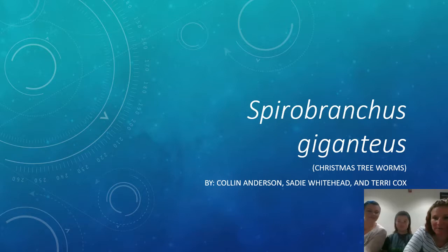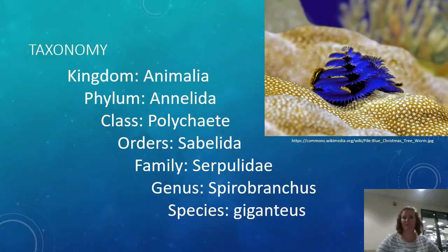Okay, so we will be presenting on Spirobranchus giganteus, which is also commonly called the Christmas tree worm. We have Colin, who is going to be doing the life cycle and distribution. Sadie will be covering ecological importance, predator and prey, and I will be going over some taxonomy and morphology of the Spirobranchus giganteus annelids. Okay, to start off, we're going to be covering a little bit of taxonomy.